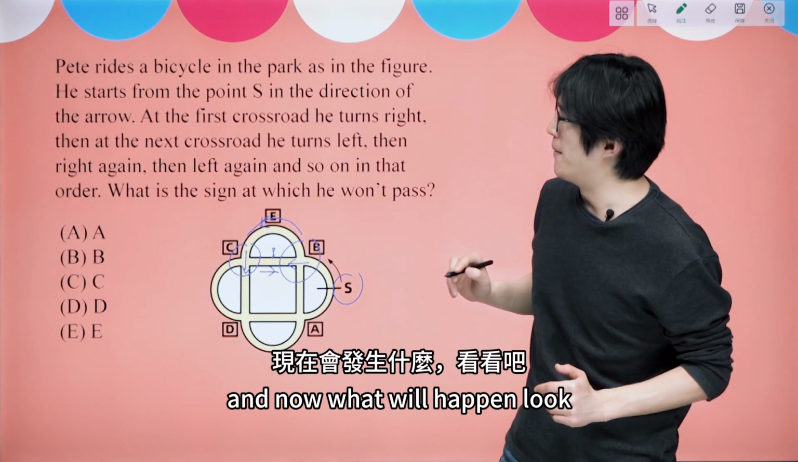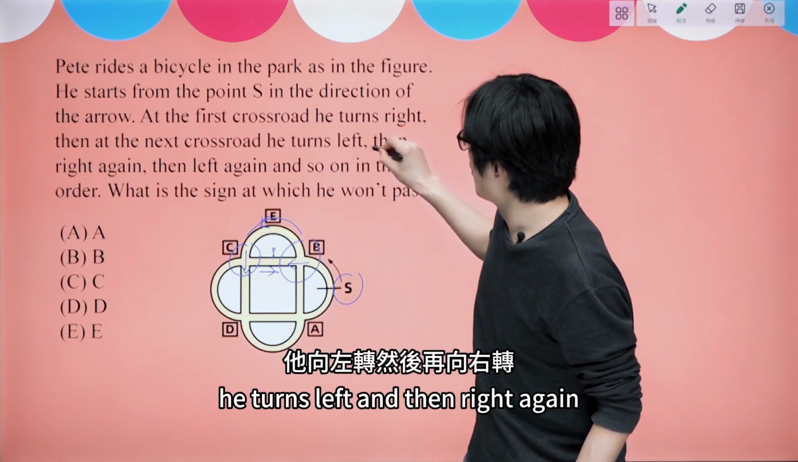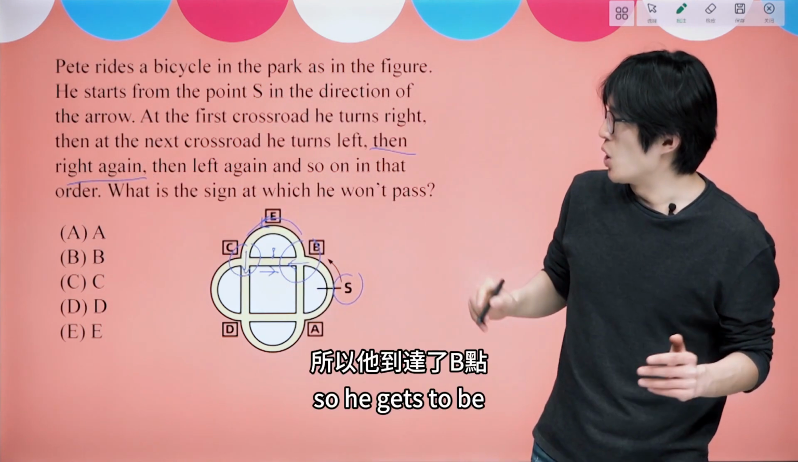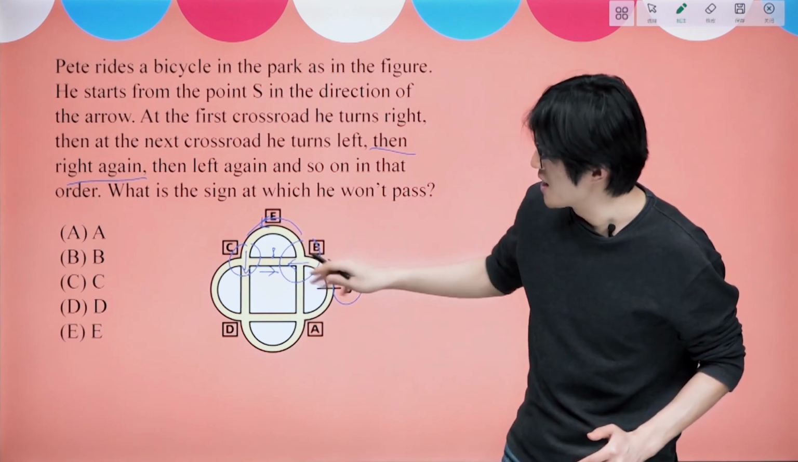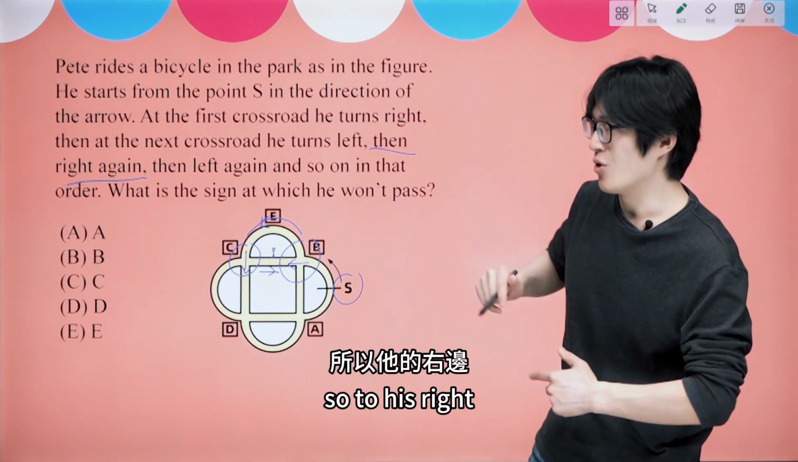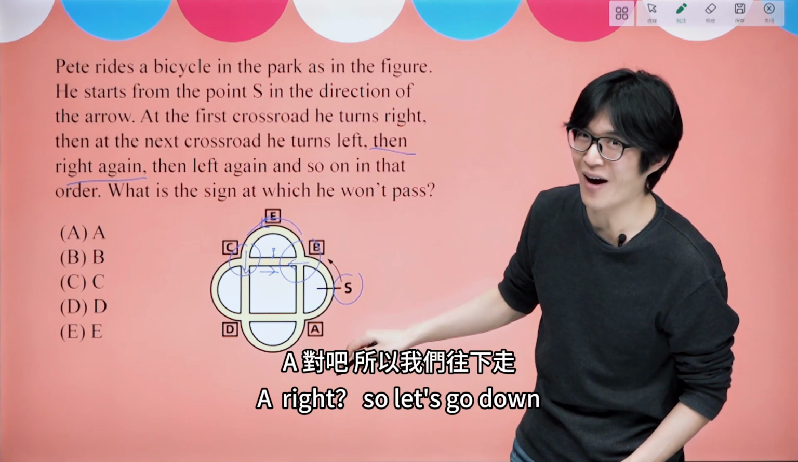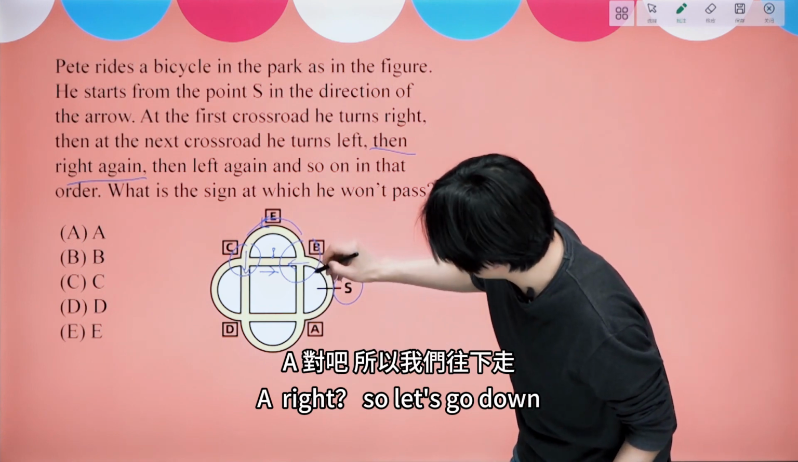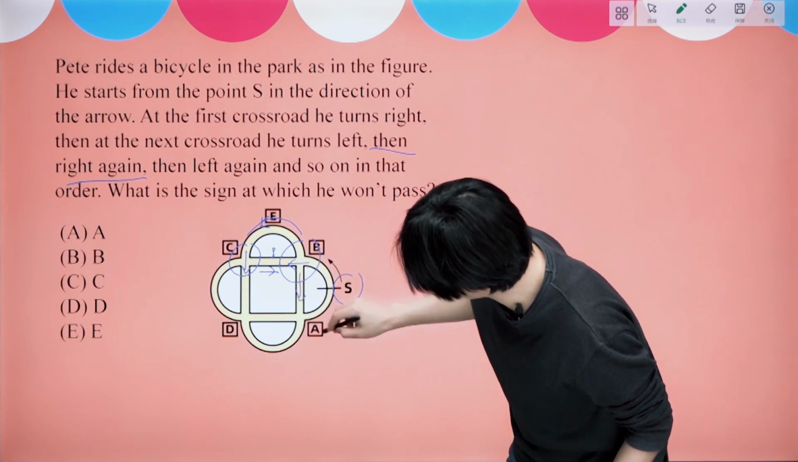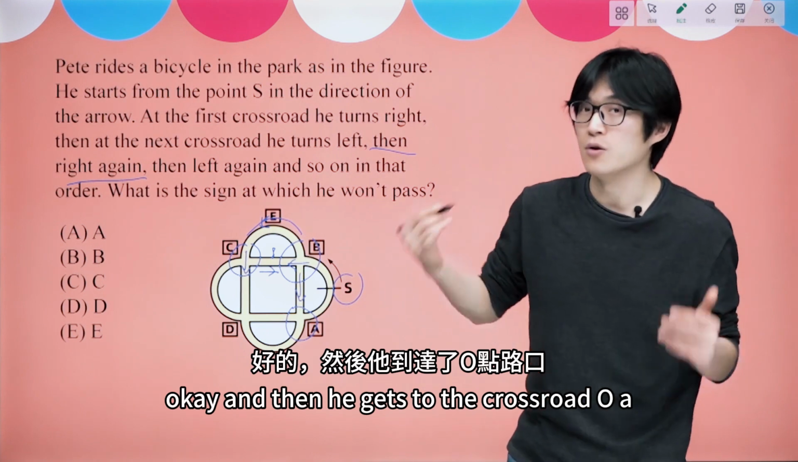And now what will happen? Look. He turns left and then right again. So here, right again. So he gets to B in this direction towards the east, right? So to his right, it must be A, right? So let's go down. Let's write an arrow. Here we go. Okay. And then he gets to the crossroad of A.